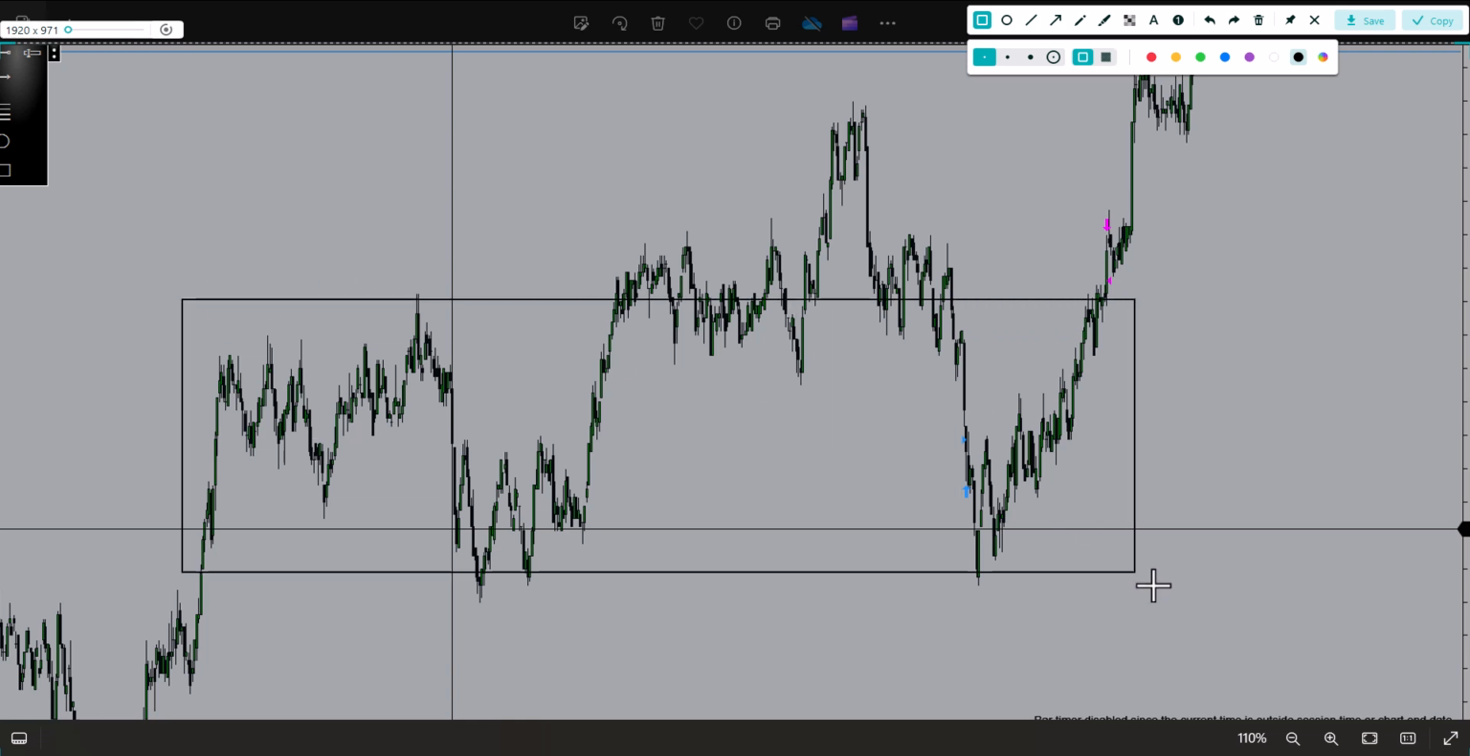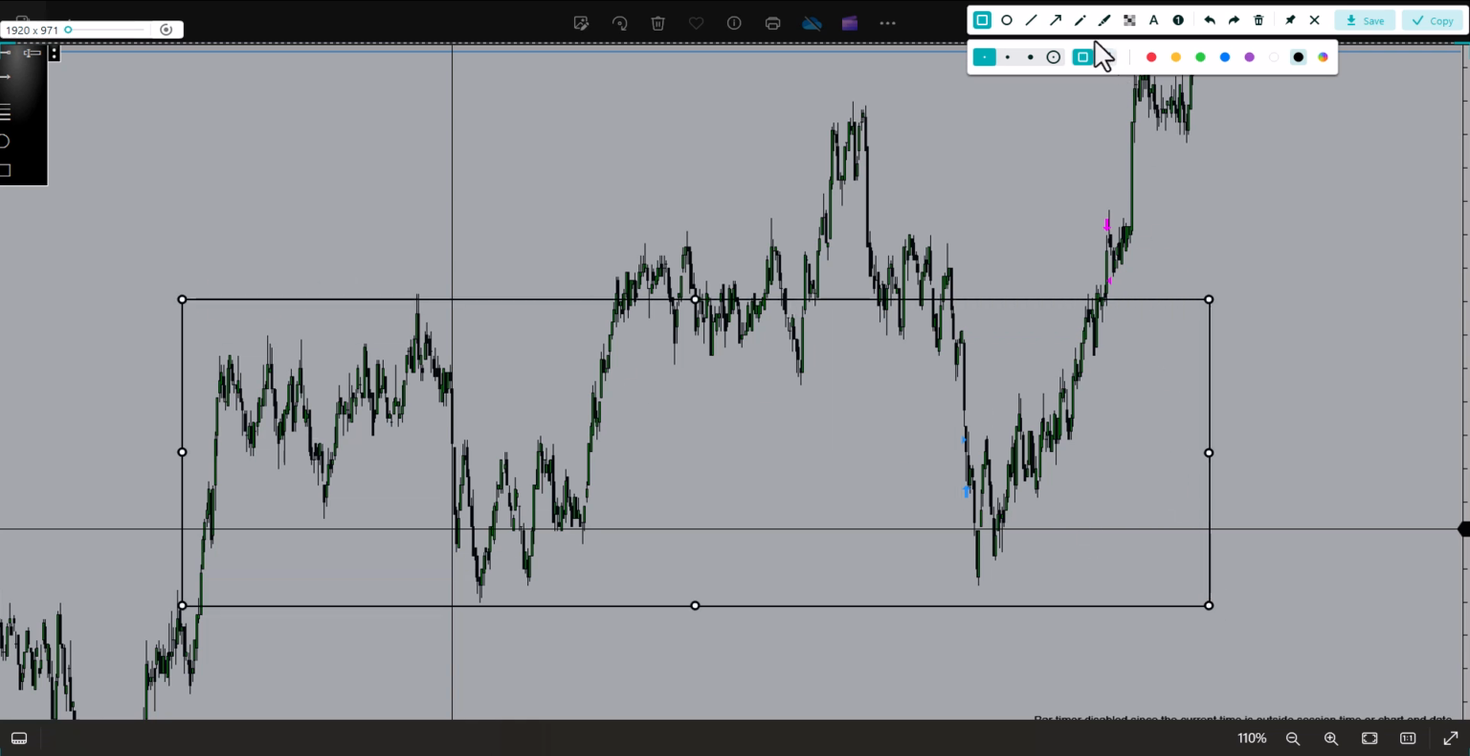So this is the 15-second zone, right? From this zone, we have this unmitigated zone, right? And this zone has been mitigated. This zone has been mitigated.